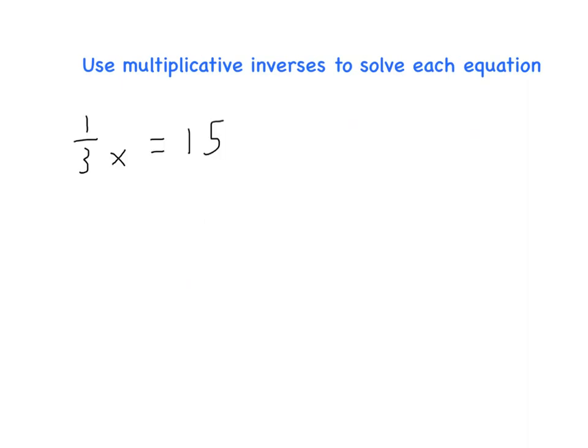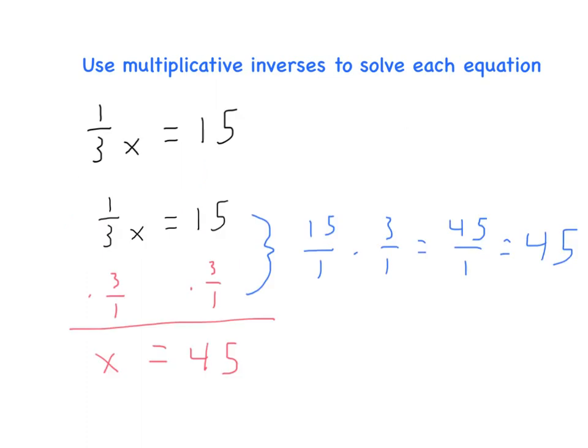Let's try this one. We'll go through it together. 1/3 x equals 15. First thing I need to do is multiply each side by that multiplicative inverse. So I'm going to multiply it by 3/1 to each side here. Here's some work on how I did it. You can see I took the 15/1. I made it a fraction so it'd be easier, and I multiplied that by 3/1, which gave me 45/1, which of course is just 45.